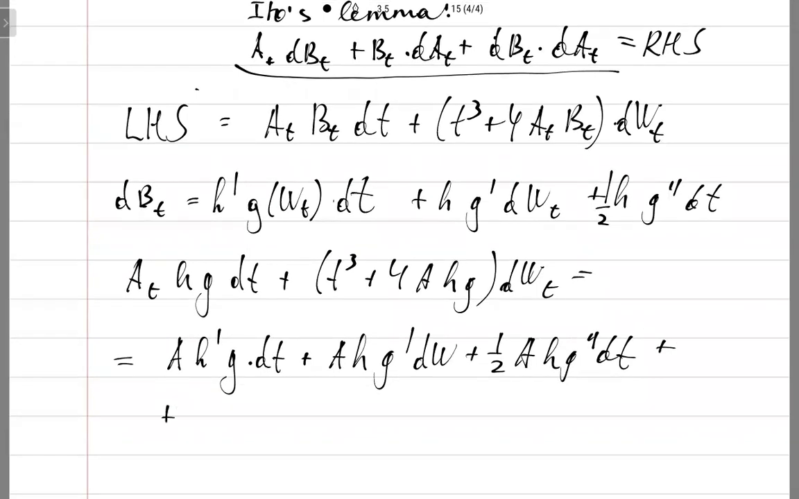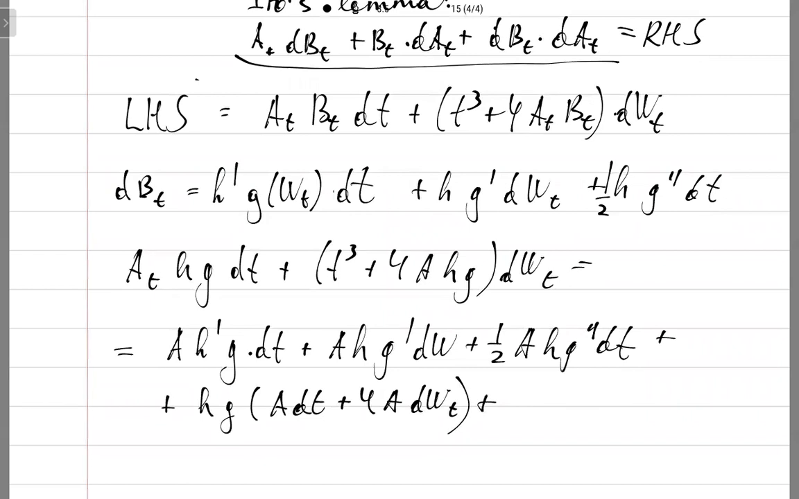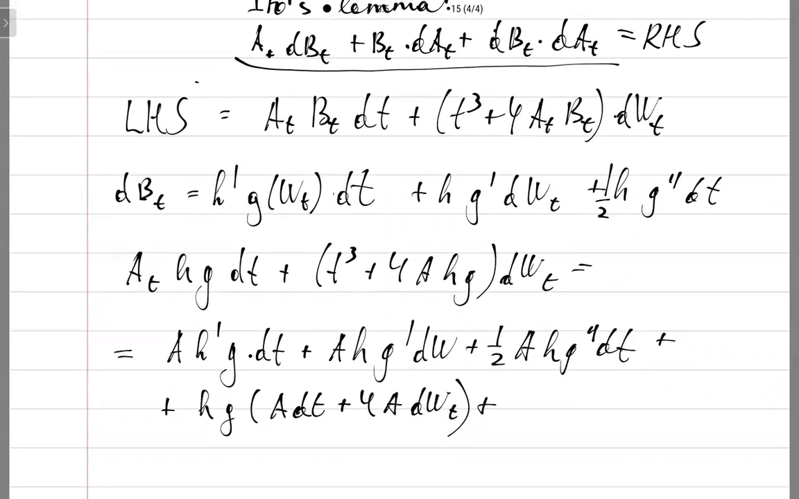Plus BT hg times dA, where dA is a dt plus 4a dWt, plus dBt dAt. This will be easy because I need to check only the dWt term. So dWt will come from h g prime dWt times 4a dWt, and that's all, I think.